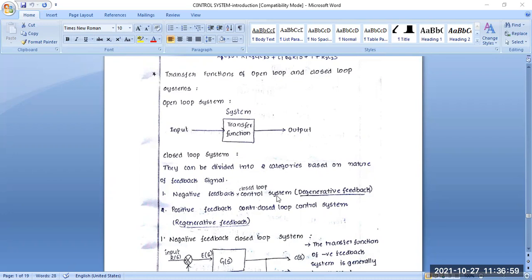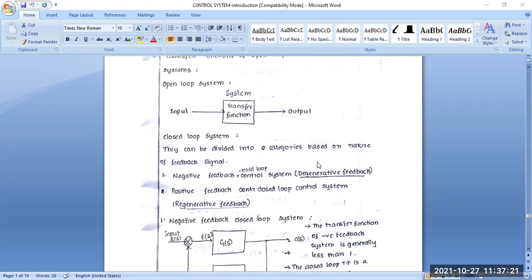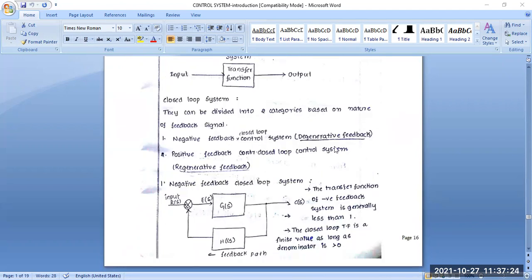So one is the negative feedback, another one is the positive feedback. The negative feedback control system, a closed loop control system, is sometimes also called degenerative feedback. Another one is the positive feedback control system, which is also closed loop. Obviously these two are closed loop control systems. It is also called the regenerative feedback control system.